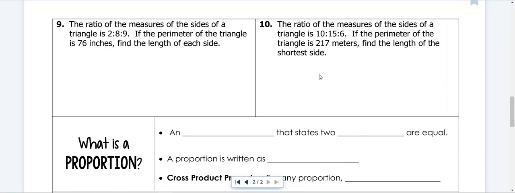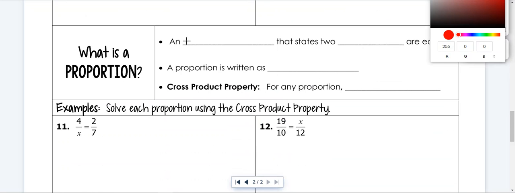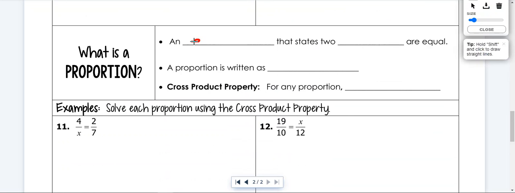All right, so last thing that we're going to talk about here is what is a proportion? A proportion is an equation. It's an equation that states that two ratios are equal to each other. A proportion is typically written as A over B, or our first ratio, is equal to C over D, or our second ratio.